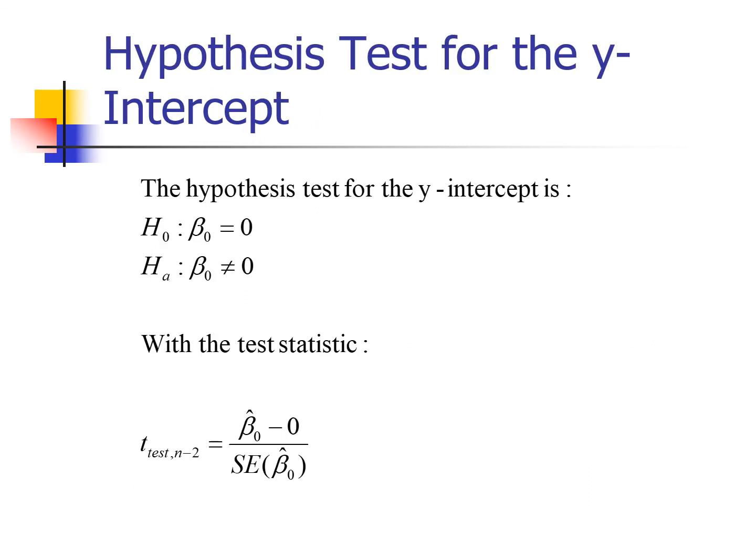Here we are. Here's the y-intercept. Same idea. The typical test, at least what SAS is testing in its intercept line, is that beta naught, the true y-intercept, is 0 versus the alternative that it's not. There's the test statistic, just like I said before. We could prove mathematically that this also follows a t-distribution, also with n-2 degrees of freedom.